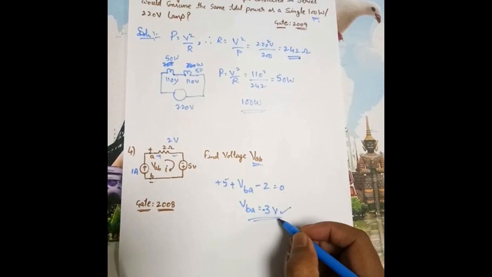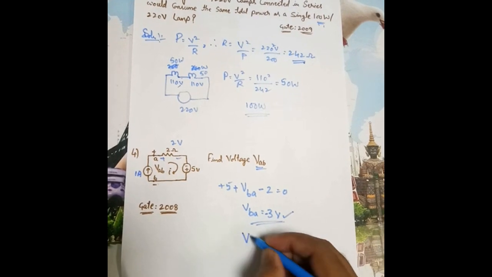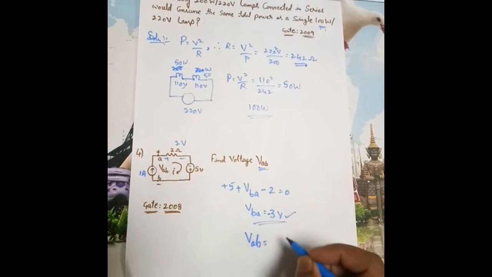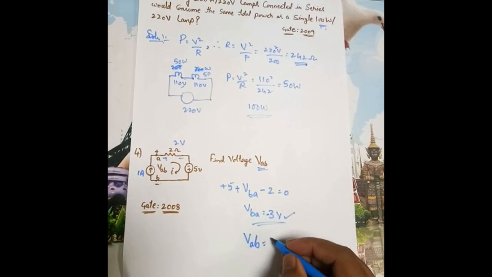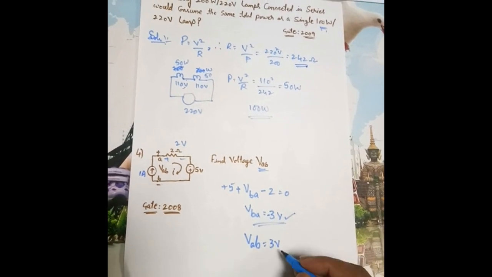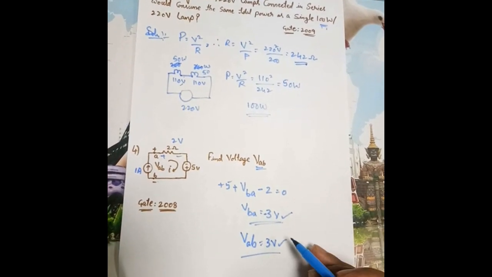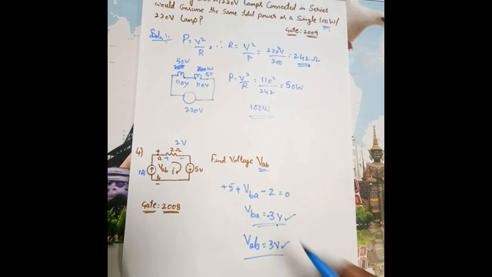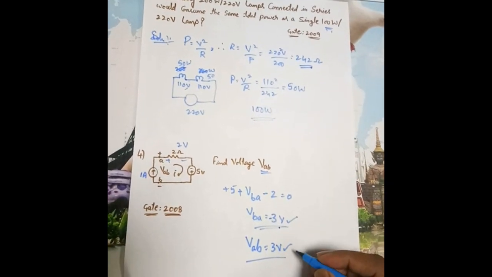Here we got VBA as minus 3 volt, but we need to find VAB. When you reverse this, the polarity will change and it becomes a plus voltage. So VAB will be plus 3 volt, whereas VBA will be minus 3 volt. That's it. This is how we can solve these problems.